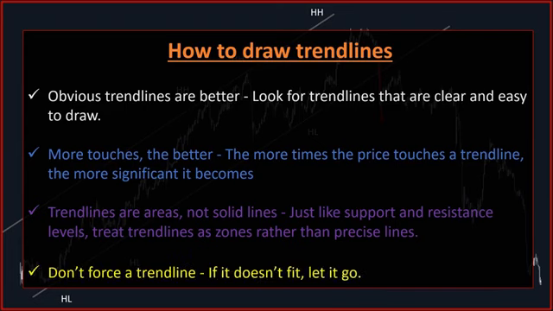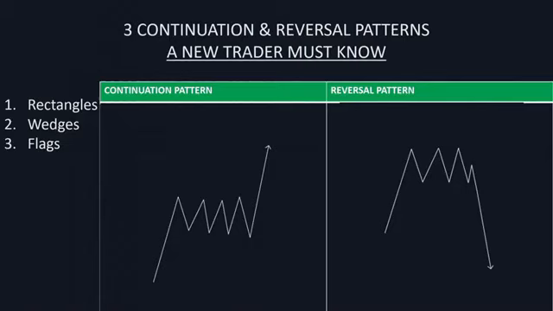A forced trend line is like forcing puzzle pieces together. It's not helpful and usually ends in frustration. Use trend lines as part of your overall analysis, not as the ultimate decision maker. By following these principles, your trend lines will not only be more accurate, but also more reliable in guiding your trading decisions. In the next topic, we're going to focus on the 2 main types of price action setups, trend continuation and trend reversal. These are the setups we use to enter trades, so let's break them down.